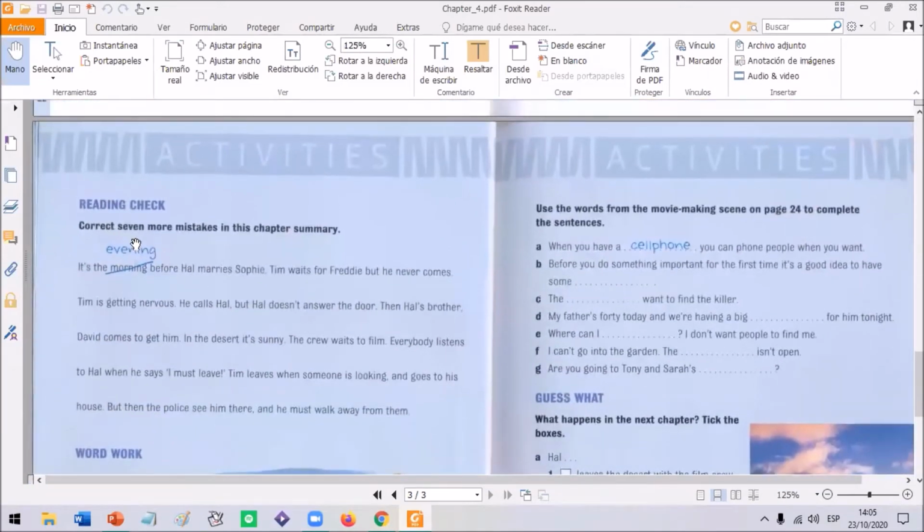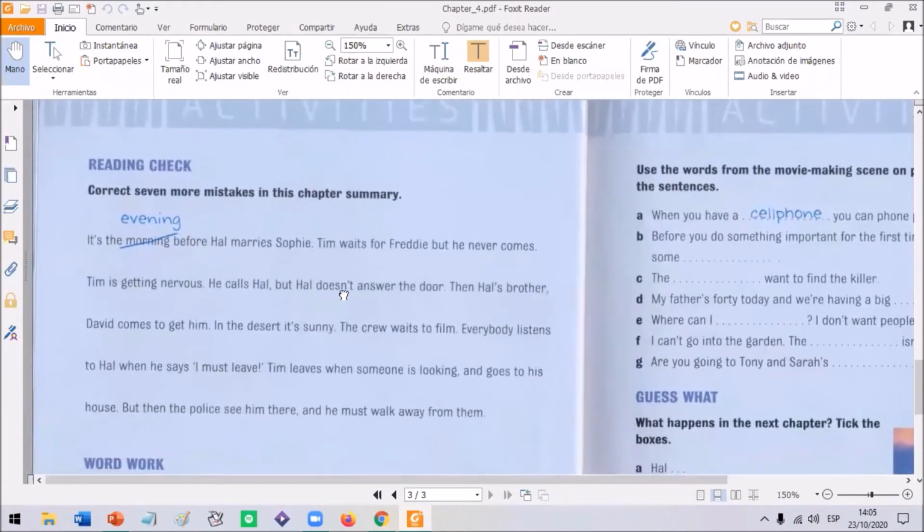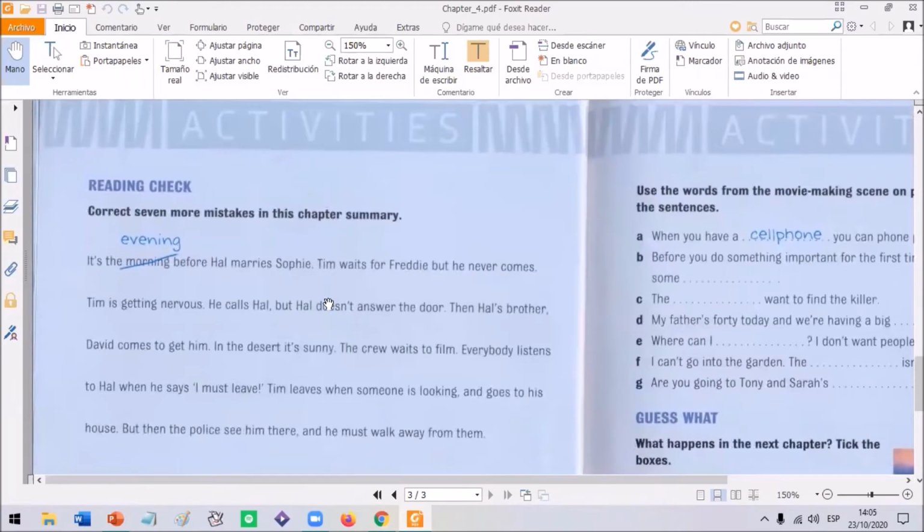Here, we have to correct the mistakes in the chapter summary. Tenemos como un resumencito del capítulo y hay errores. La idea era ir corrigiéndolos. For example, it's the morning before Hal marries Sophie. No, it's the evening before Hal marries Sophie. Okay. Tim waits for Freddy, but he never comes.